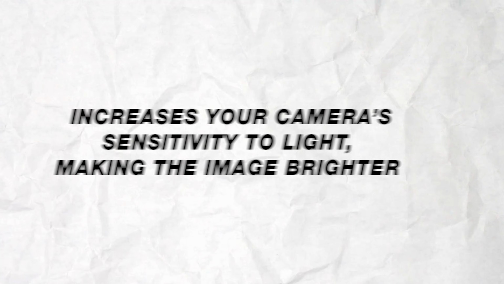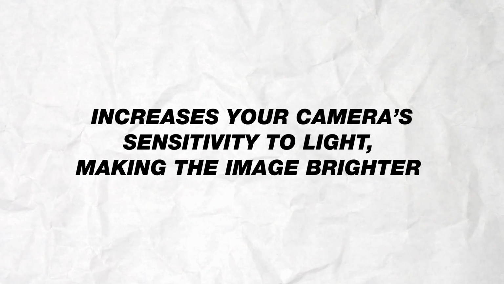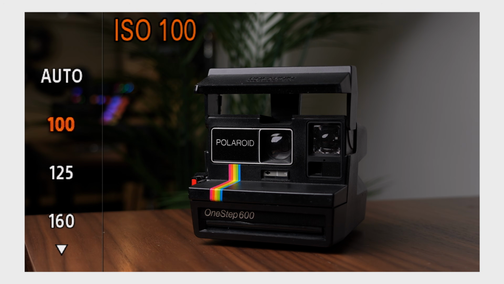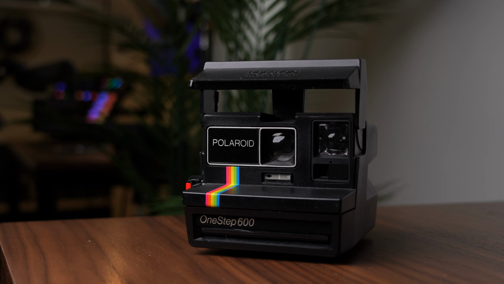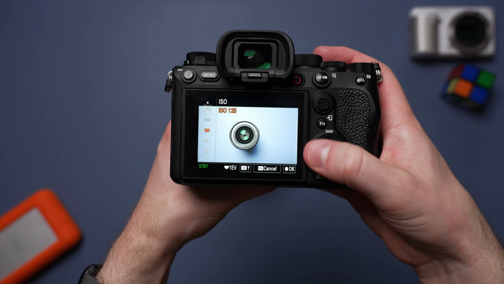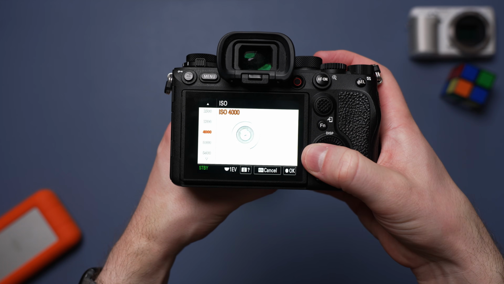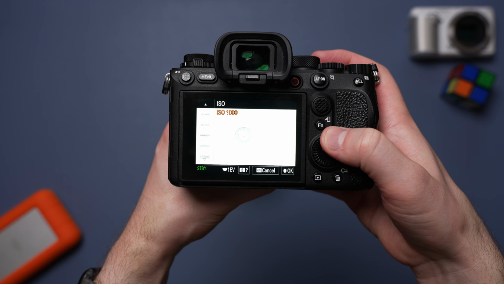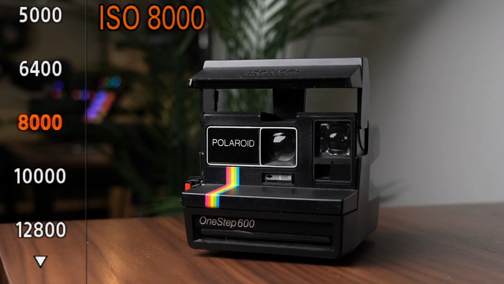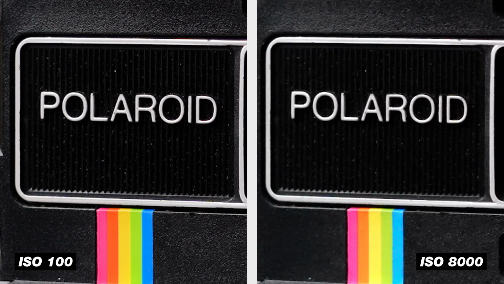And next would be ISO. And ISO is what increases your camera's sensitivity to light, which then makes your image appear brighter. So a lower ISO value like 100 means that your camera is going to be less sensitive to light, but also this means your image is going to look a lot cleaner and crisper. As you increase your ISO value, your sensor is actually going to become more sensitive to light, so your image is going to appear a lot brighter, but you're also going to be introducing digital noise into your image, and your image may appear kind of grainy if your camera doesn't have great ISO performance.